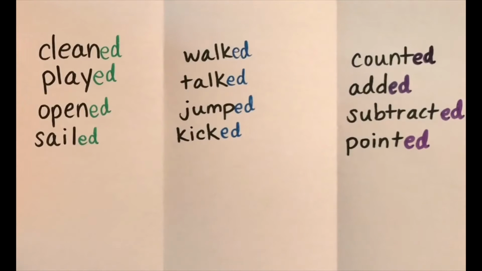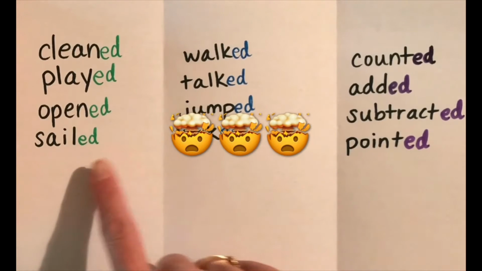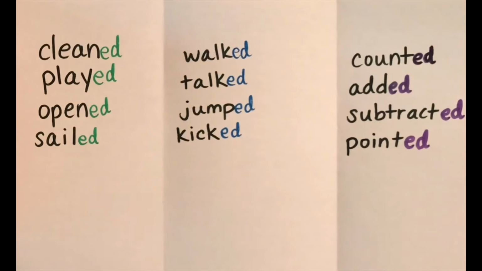All of these verbs are now in the past tense, which means they are words that tell about an action that has already happened. One thing that is really interesting and special about the past tense ending ed is that it can sound 3 different ways. I added the same letters ed to all of these words, but the letters ed will sound 3 different ways.